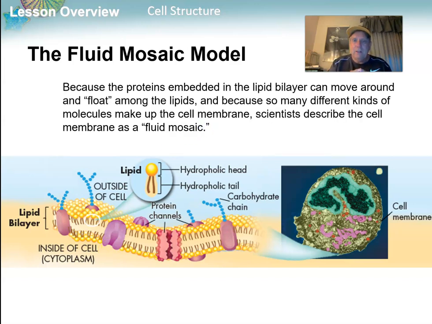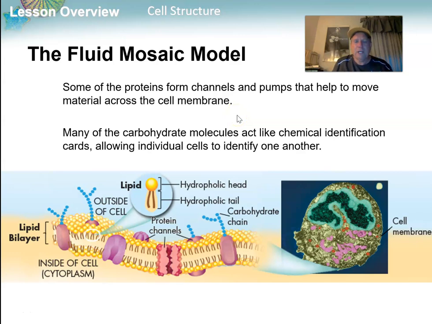Because the proteins embedded in the lipid bilayer can be moved around and float among the lipids, and because so many different kinds of molecules make up the cell membrane, scientists describe the cell membrane as a fluid mosaic. Picture this. Remember I talked about the phospholipid as being a beach ball with legs? Think you have a swimming pool in your backyard or a public swimming pool, and you filled it with beach balls with these ribbons attached to them, the legs. You can just imagine if you put all these beach balls in, how it would look, how it would move, how those beach balls at the top would move. That's what it would look like. A fluid mosaic model.